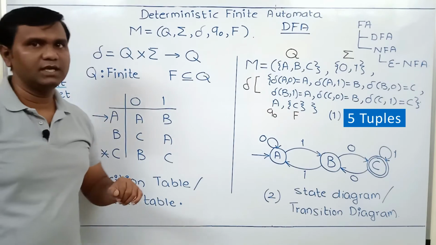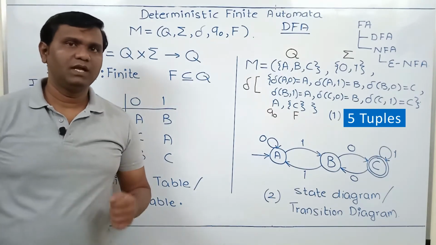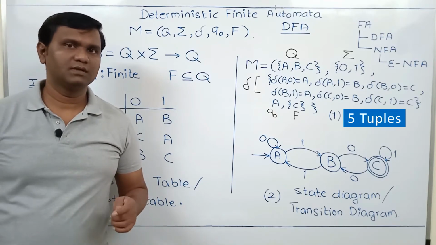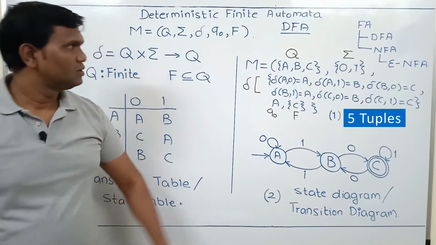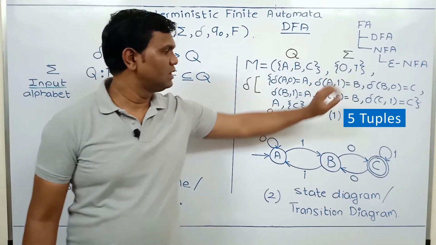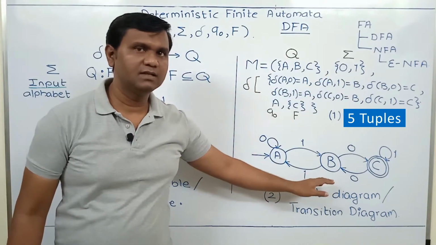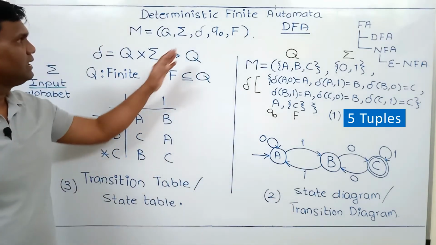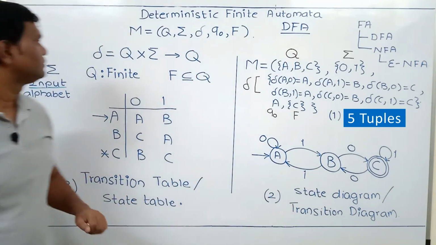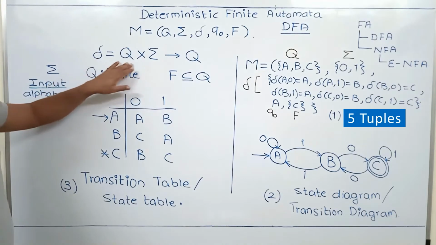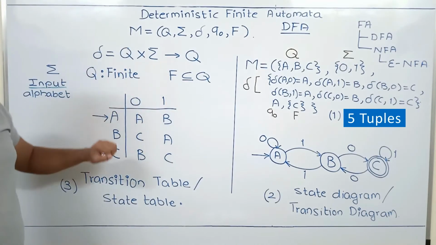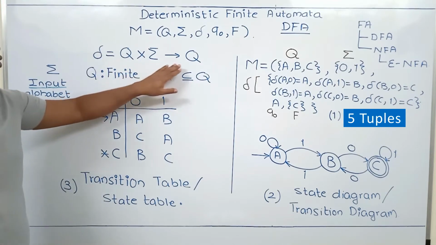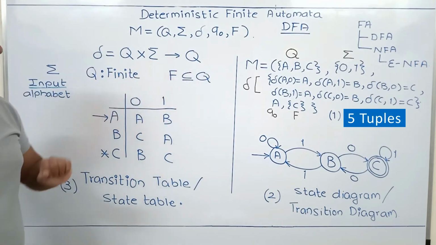The next one is input alphabet. Now DFA processes a string and that string should be designed over the given input alphabet. So here the alphabet contains 0 and 1. Here each state handles transitions for 0 and 1. The next one is delta. So delta is Q cross sigma goes to Q. If DFA is in a state and reads a symbol, it will go to a next state.